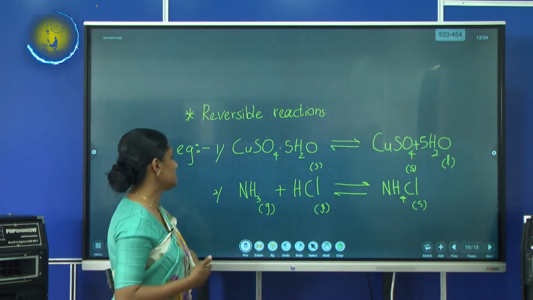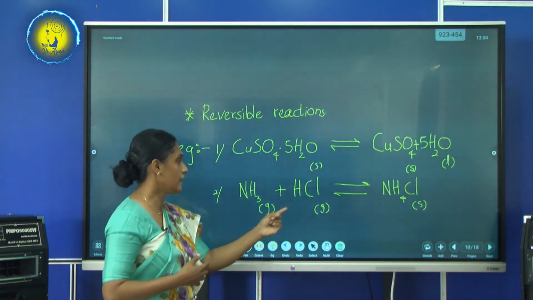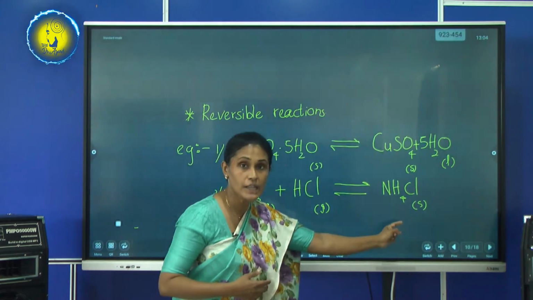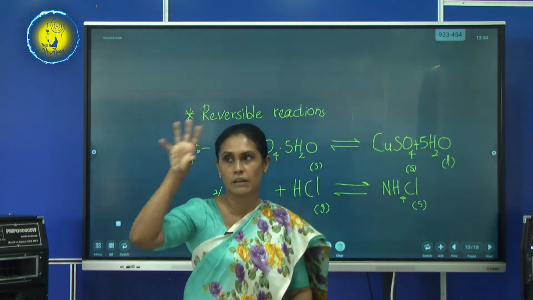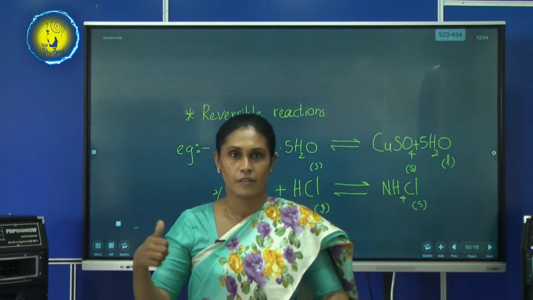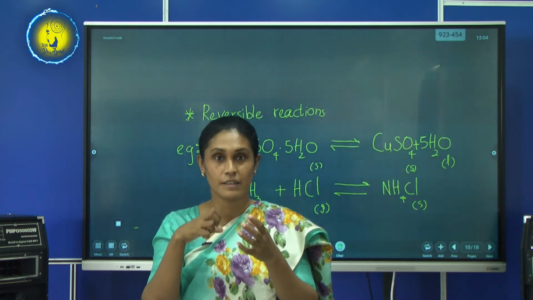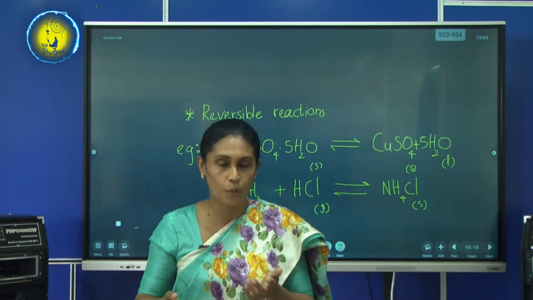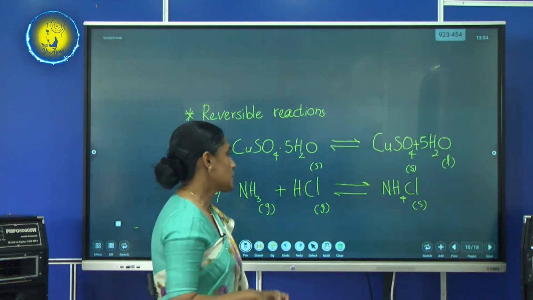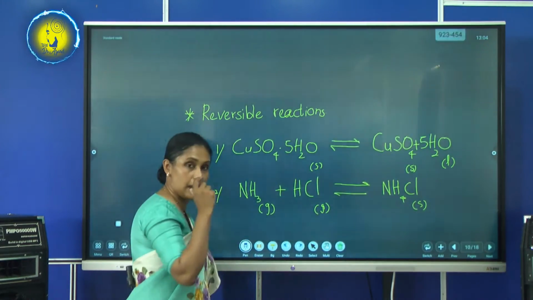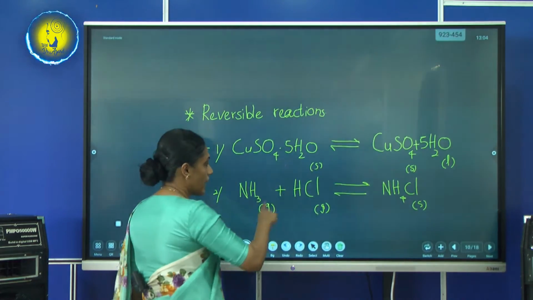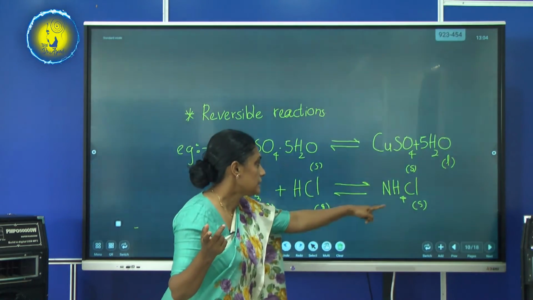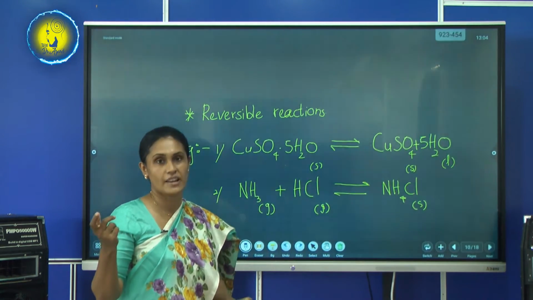Okay, next one. Gaseous ammonia and gaseous hydrogen chloride. What will happen? You will form solid ammonium chloride. It will be a cloud, just like a white ring. Whenever they react, you can identify whether ammonium chloride is formed by seeing a white ring, a cloud. It's a solid. So my dear children, this reaction is another example to prove that this belongs to a reversible reaction.